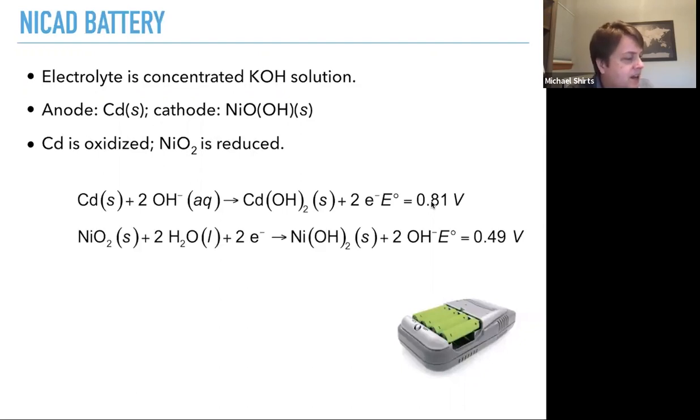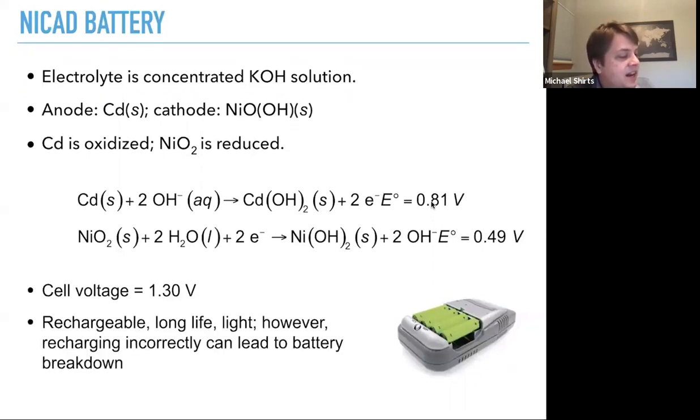So that's the oxidation of cadmium and the reduction of nickel oxide. Nickel is in a +4 and it goes down to a +2. Those have about 1.3 volts. And the interesting thing about this, and some of these, including the lead sulfate batteries, is that you can actually get the reaction to reverse if you put a current across it.